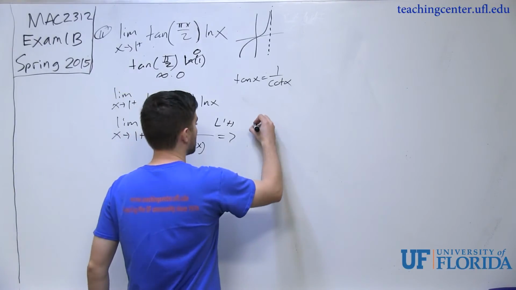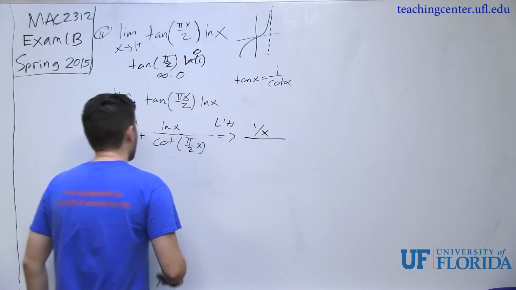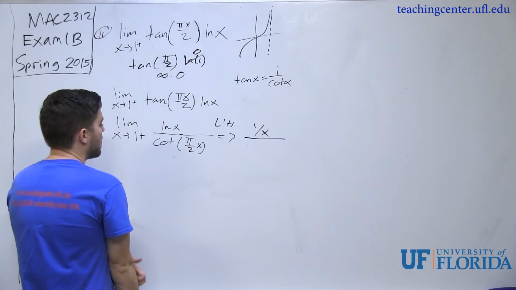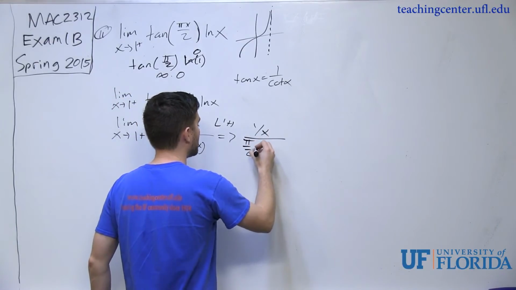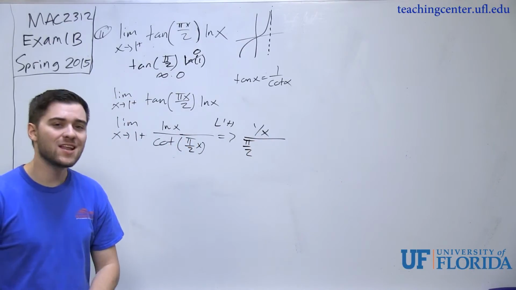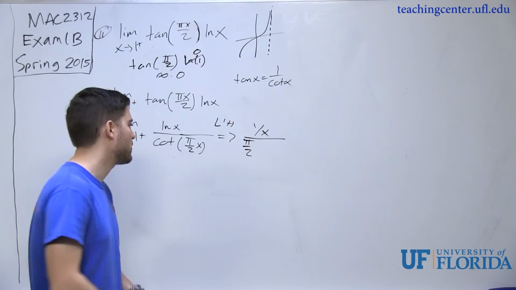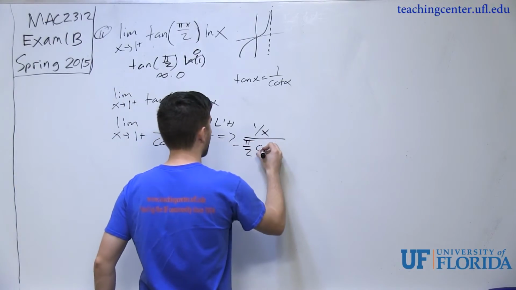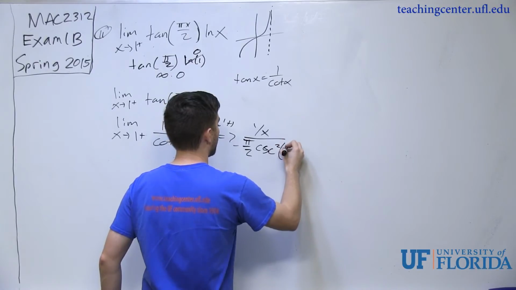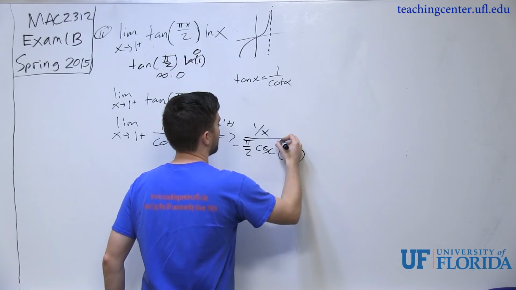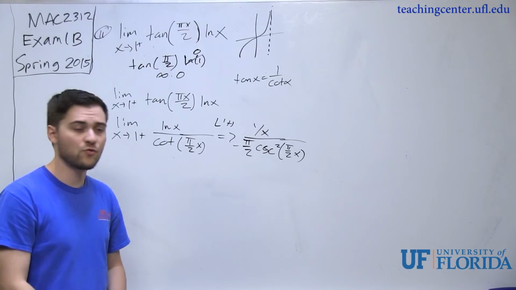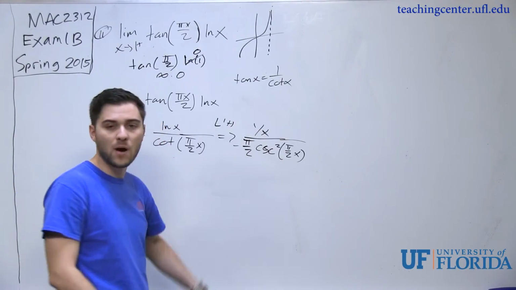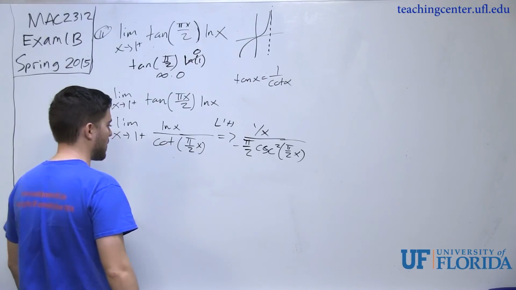Derivative of ln of x is 1 over x. Derivative of cotangent of pi over 2 x is equal to pi over 2 times the derivative of cotangent, which is negative cosecant squared. So this would become a negative pi over 2 cosecant squared of pi over 2 x. And remember, this pi over 2 comes from the chain rule that you have to apply when you're deriving it. So I would derive the inside and get pi over 2. That's where that term comes from.